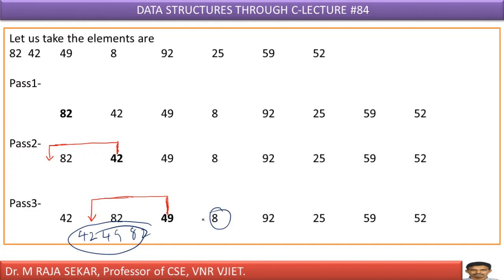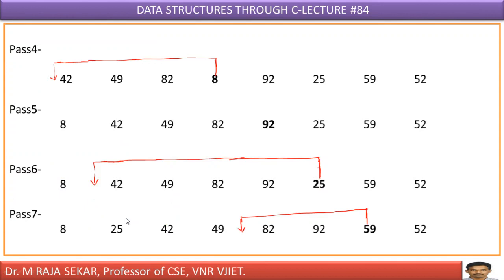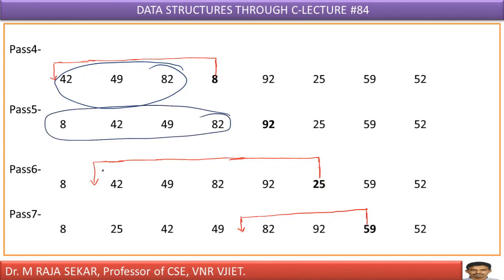Now I must keep 8. For this next element, the possible positions may be here, here, here, or here, depending on its value. Depending on its value, I must insert that 8, isn't it? That's what it says. What we did till now, these elements are in sorted manner. Now I must insert 8. Where can I insert 8? I must insert 8 before 42, isn't it? Therefore 8 is inserted. Therefore 8, 42, 49, 82, these are the elements which are inserted.